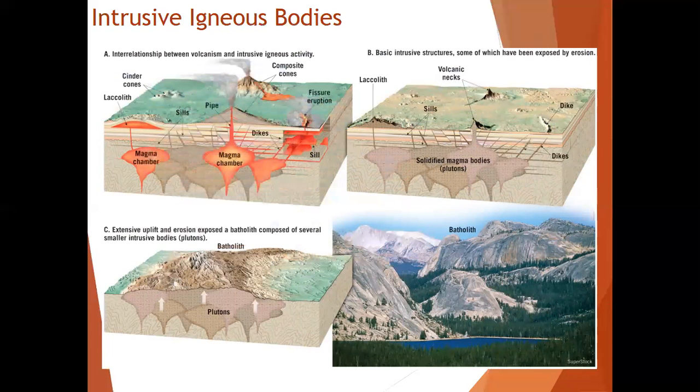This gives you a better idea of some of these igneous intrusive bodies and how they can relate to each other. So you can see these magma bodies as they solidify become plutons, but you can see where there might be fissure eruptions, pipes, sills, laccoliths, dikes, all of these structures related to then also your composite cones and your cinder cones. And as they are uplifted, as the ground around them is eroded away, these are the structures that you get to see because these are more resistant to erosive forces than perhaps the surrounding materials are.